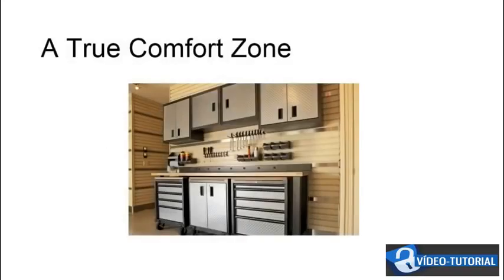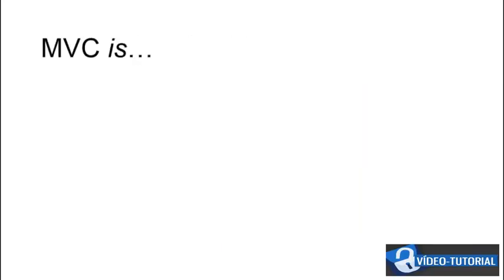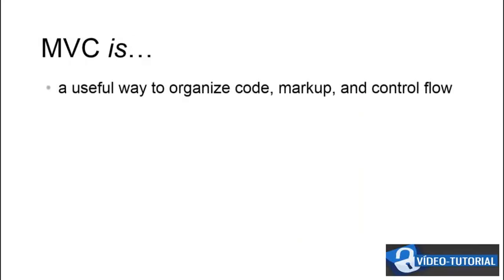So when you apply the principle of separation of concerns, your workshop can start feeling a lot more like this. Things are easy to find, and you have a little breathing room to take out a piece of code and work on it without worrying about disturbing everything else around it. So here are some things to keep in mind about what MVC actually is. It's a useful way to organize code, markup, and control flow logic. It's easy to learn. Again, it's not a new language, just a rearrangement of things you're already familiar with.